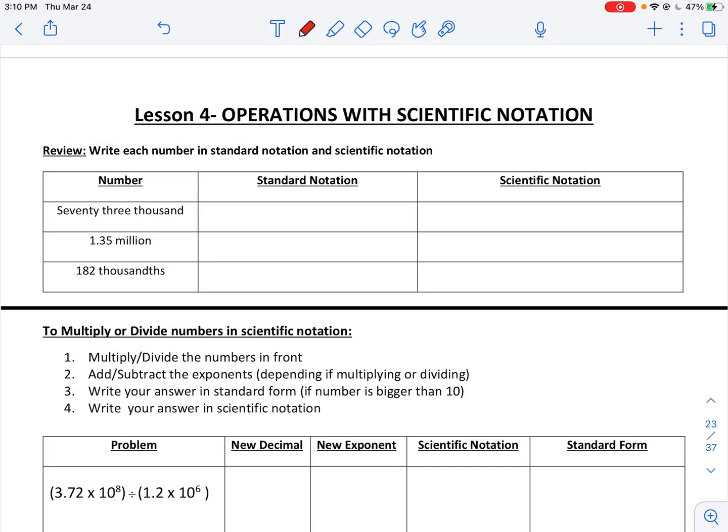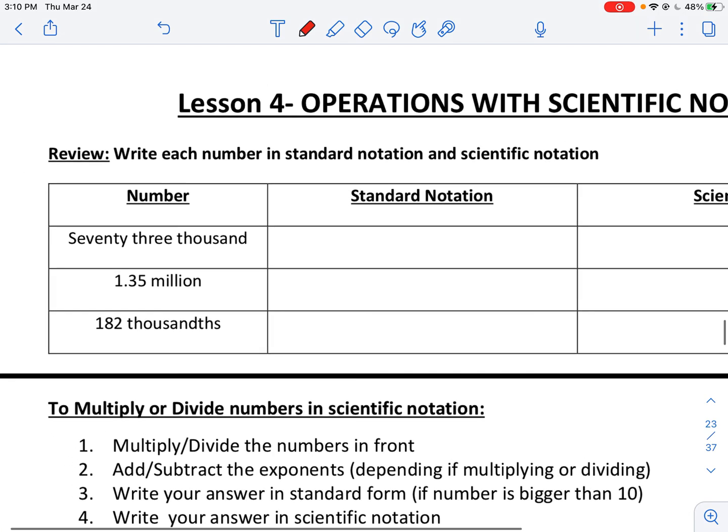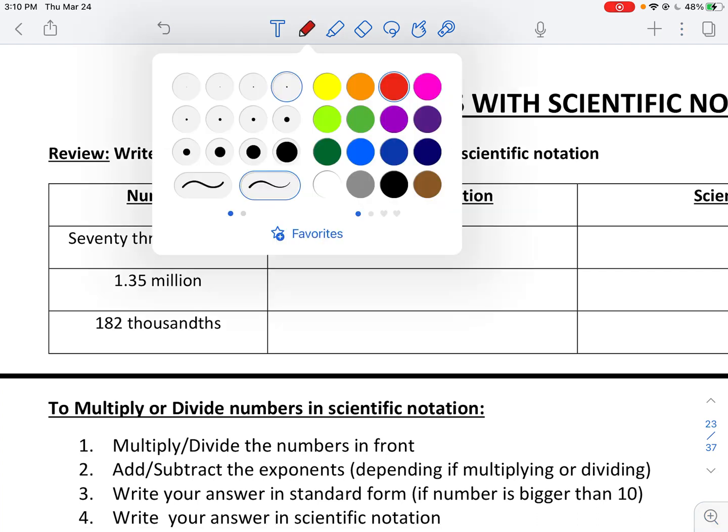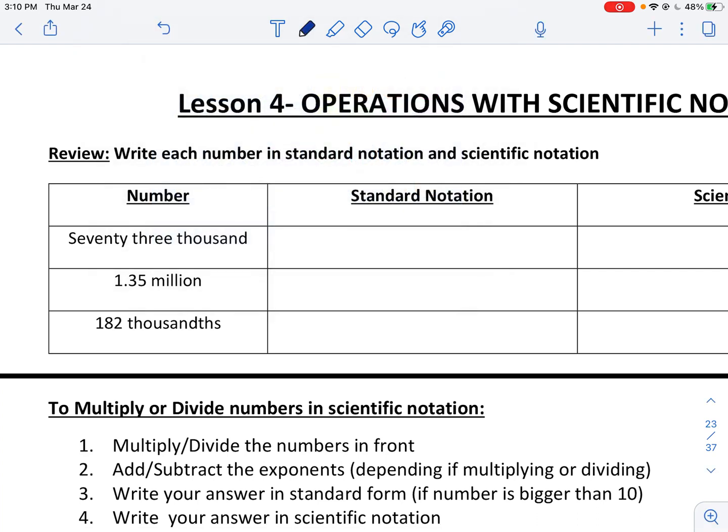So we're going to be doing operations, multiplication, and division with scientific notation. But first we'd like to start here. And I'm going to change it to my favorite color. 73,000. So I'm going to write 73 and I need it to be in the thousands.